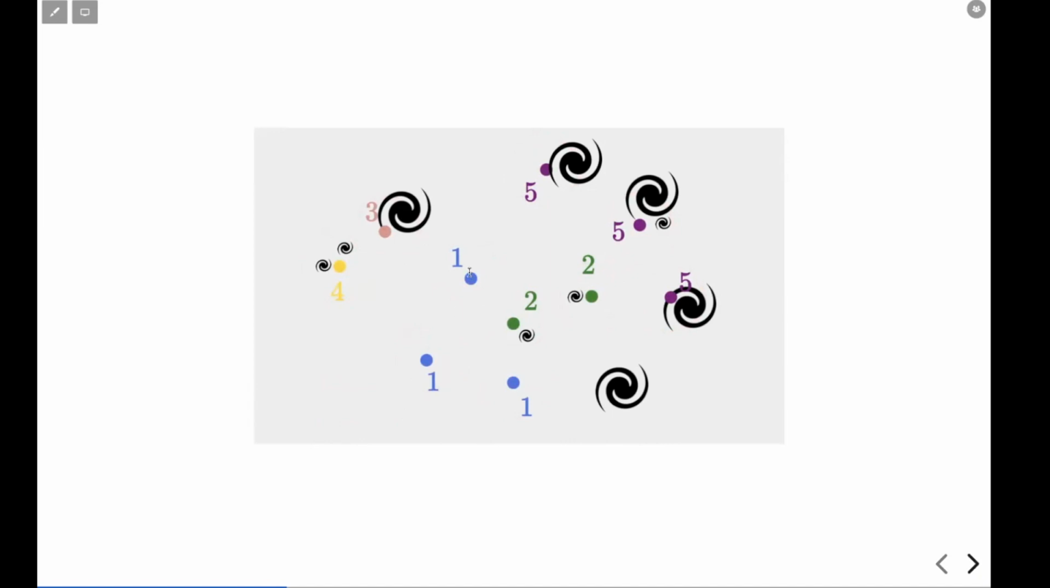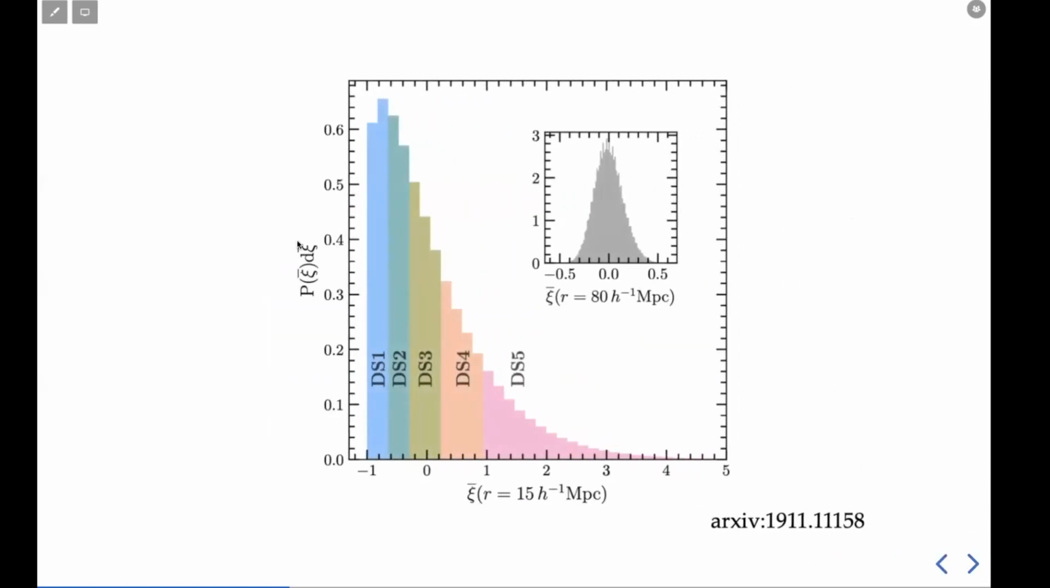For instance, those belonging to the lowest density group will be number 1, and those belonging to the highest density group will be number 5. 2, 3, and 4 are all in between. So we've made 5 groups, quintiles of the density field. This is how the density PDF looks. We plot the density in each of these spheres in a histogram. It looks like this. Again, you can see voids here in DS1, what we call the first density split, and DS5 would be something more like clusters.